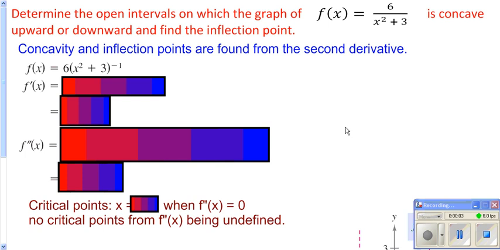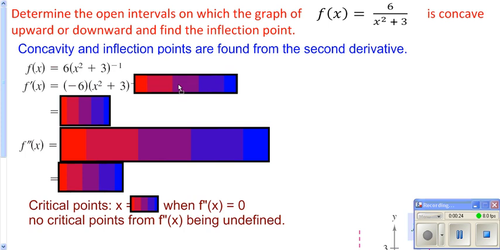Here we want to just know our concavity structure and our inflection point. So that means we need to deal with our second derivative. To find our second derivative, we need to first of all find our first derivative. You could write your original function as just 6 times your denominator to the negative first power.